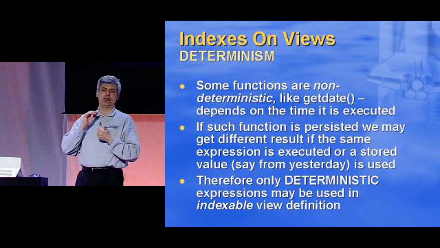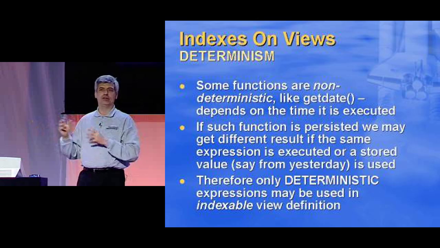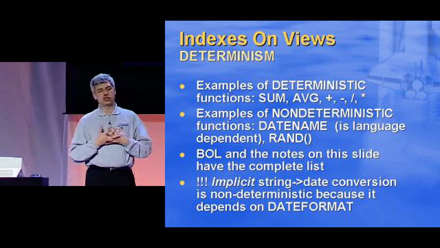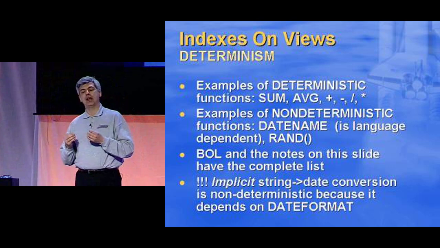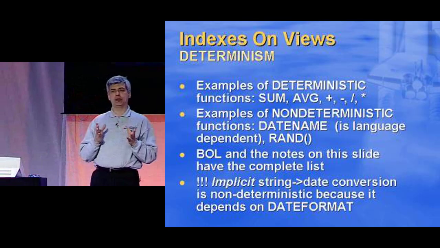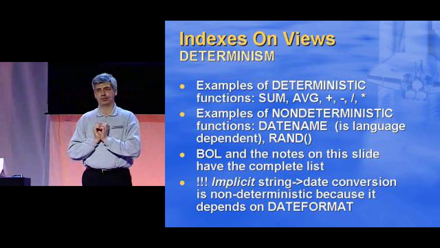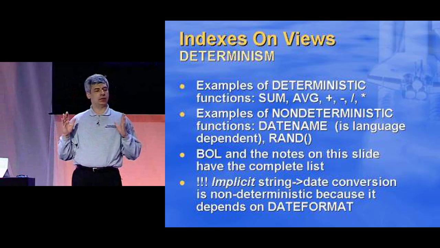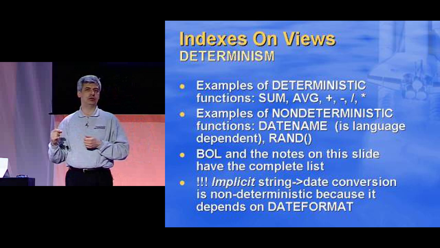And this is true for indexes on computed columns as well as for views which we are going to index, because you can have it somewhere in the view definition refer to this function. So functions like sum, average, plus, minus, concatenation, and so on are examples of deterministic functions. Non-deterministic functions are, for example, DATENAME, because it's language dependent, so it depends on the language context, therefore we cannot index it. Also, the rand function is non-deterministic. Actually, there are notes on this slide which have a complete list of all functions in SQL Server 2000, and each of them is marked as deterministic or non-deterministic.